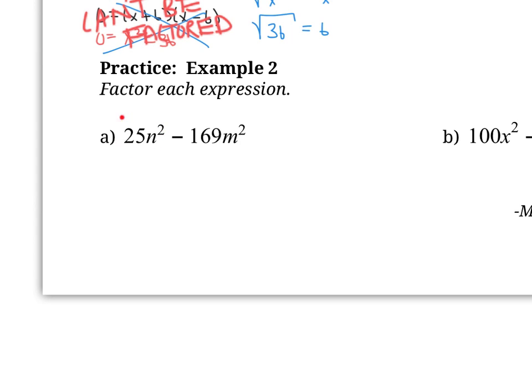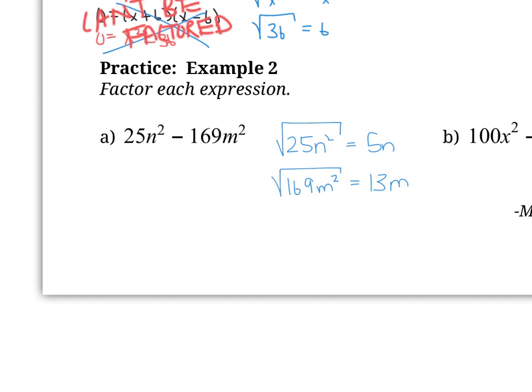This is a squared term, 25n squared. If we were to square root that, we would just get 5n. And the next guy is also a squared term. If we were to square root it, 169m squared would get 13m.